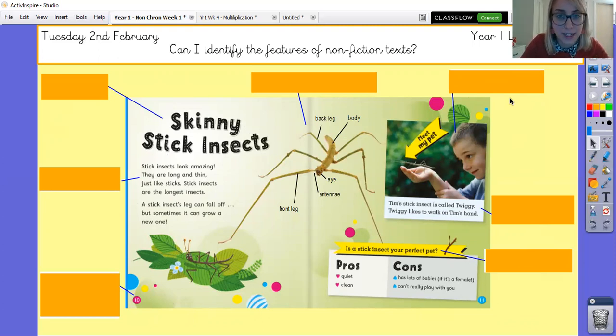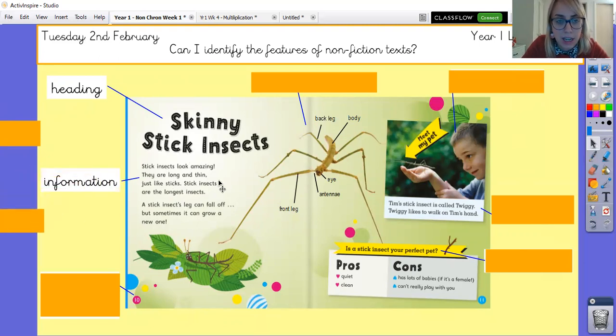Okay, year ones, hopefully you have come up with the names of the features. So let's see, what do we think this is? That's right, it's the heading or the title. The heading tells us what this information is about. So we know that this information page is about skinny stick insects. Brilliant. Now this one is information. We know that non-fiction texts are information. We have lots of facts and information in our non-fiction text. So this is pointing to that.